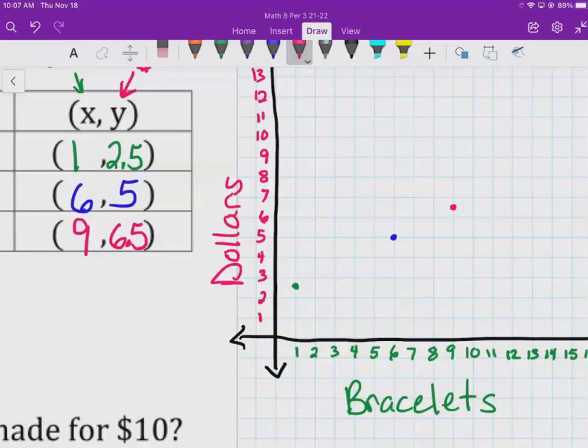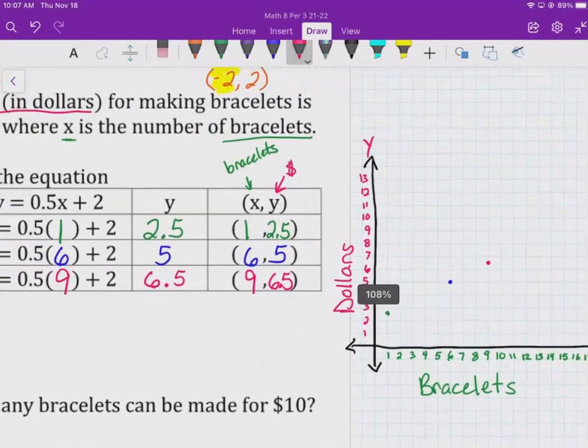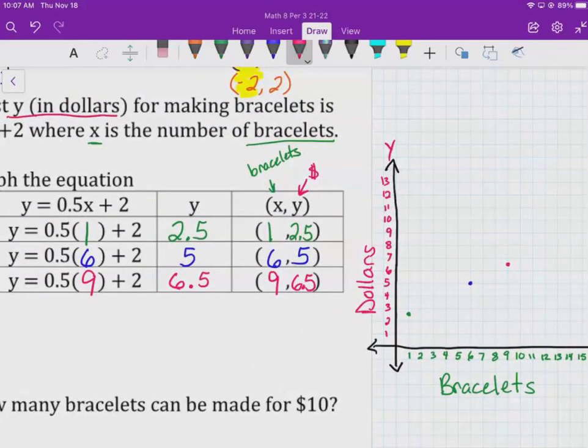Where does it cross the y-axis? Well, that would be if we had 0 bracelets. If we had 0 bracelets, we would have 0 right here, and my y would equal 2. So that coordinate is 0, 2, because we plugged in a 0 for x and we got out a 2. So we actually have our starting point right there.